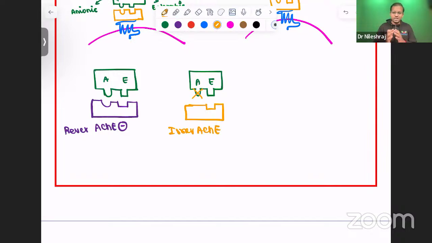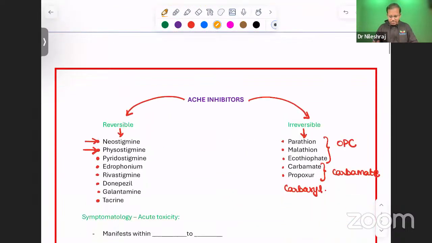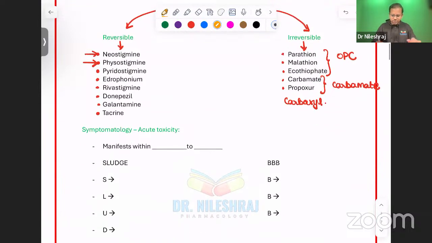Irreversibles will bind with the esteratic site alone. Reversibles will bind with both anionic and esteratic site. Now, we have one more area to be explained. Before that, we'll go back to the drug names and talk about individual drug names under that.